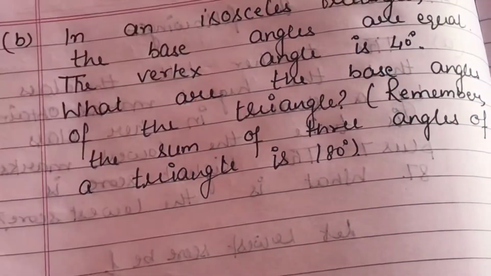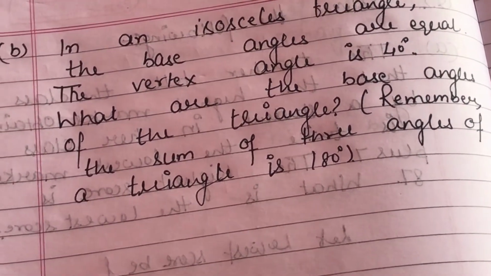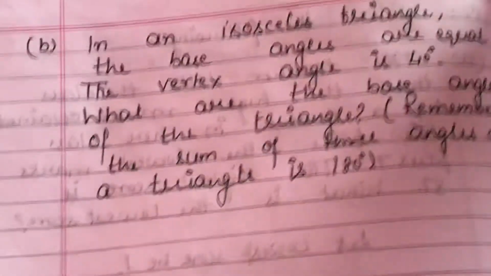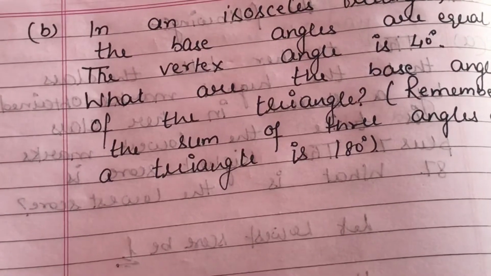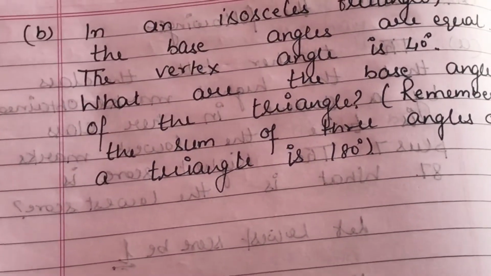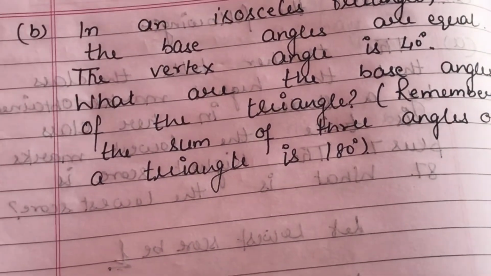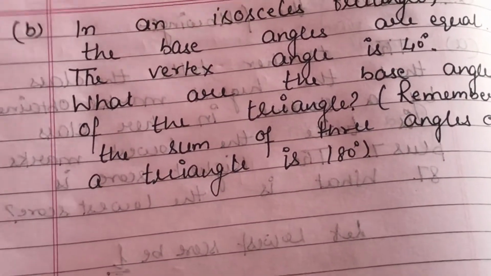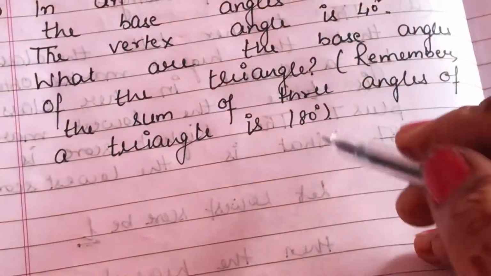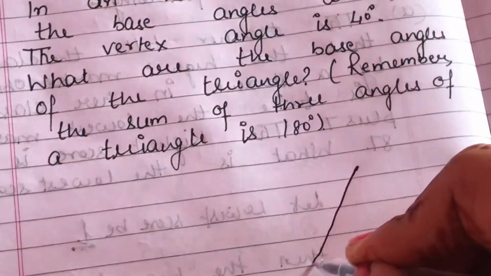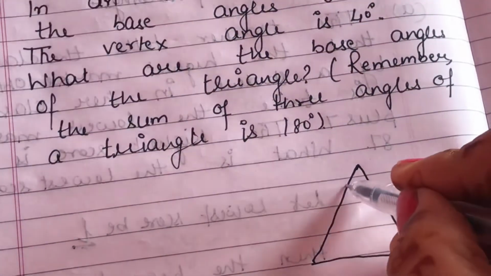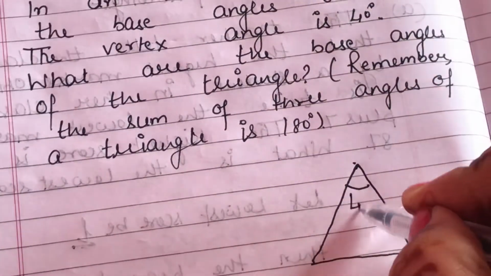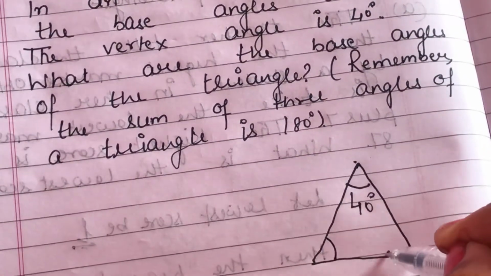We have solved these statements already in the first exercise 4.1. In an isosceles triangle, the base angles are equal. The vertex angle is 40 degrees, and what are the base angles of the triangle? We have to remember that the sum of the three angles of a triangle is 180 degrees. So first of all, what is an isosceles triangle? If in a triangle two sides are equal, then it is called an isosceles triangle, and this is called the vertex angle. The vertex angle is 40 degrees here and these are called base angles.